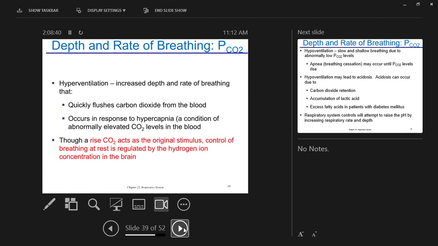But that's only the trigger. CO2 is not the ultimate control here. The medulla is going to take over. You know, yes, we want to get rid of more carbon dioxide, so we're going to have a trigger to breathe faster. But the medulla will determine, based on the pH level, the whole process of hyperventilation. So yes, it's caused usually by high CO2 levels, but not always.